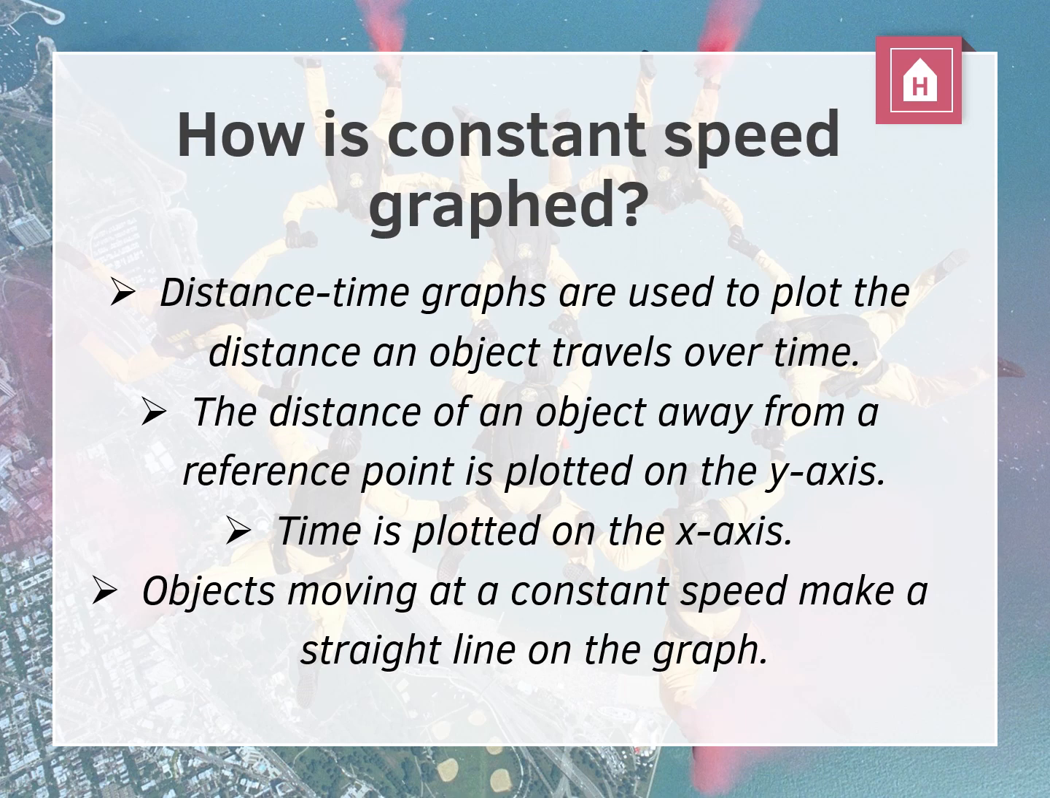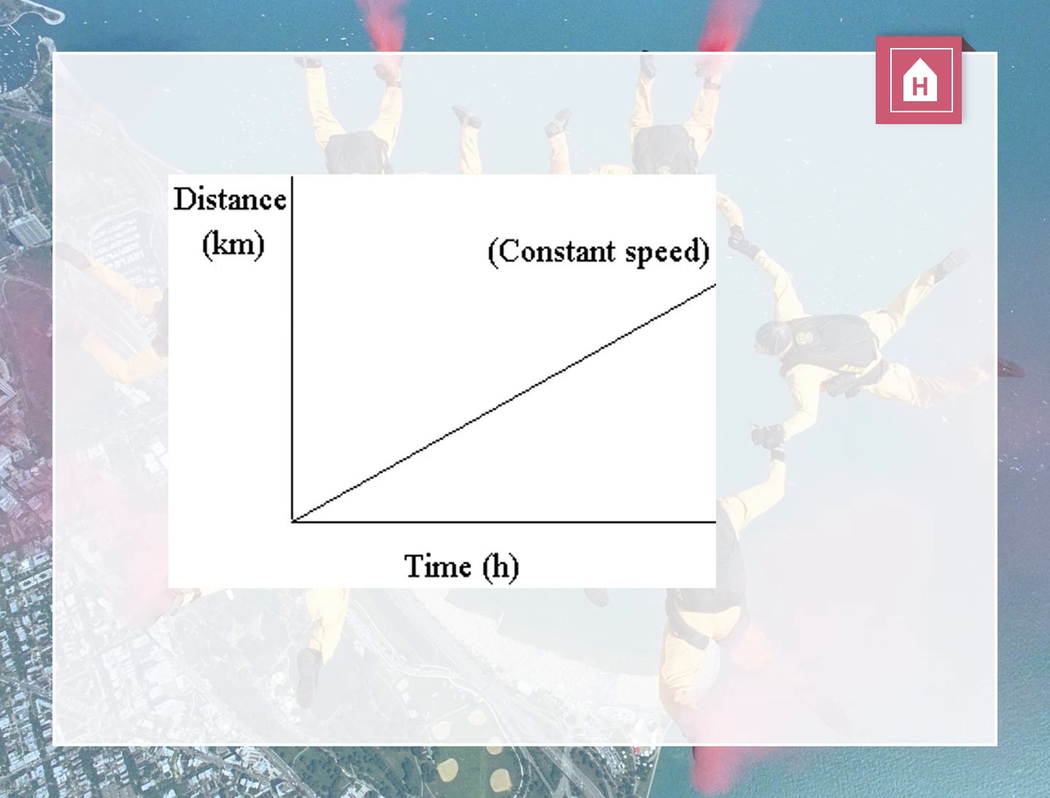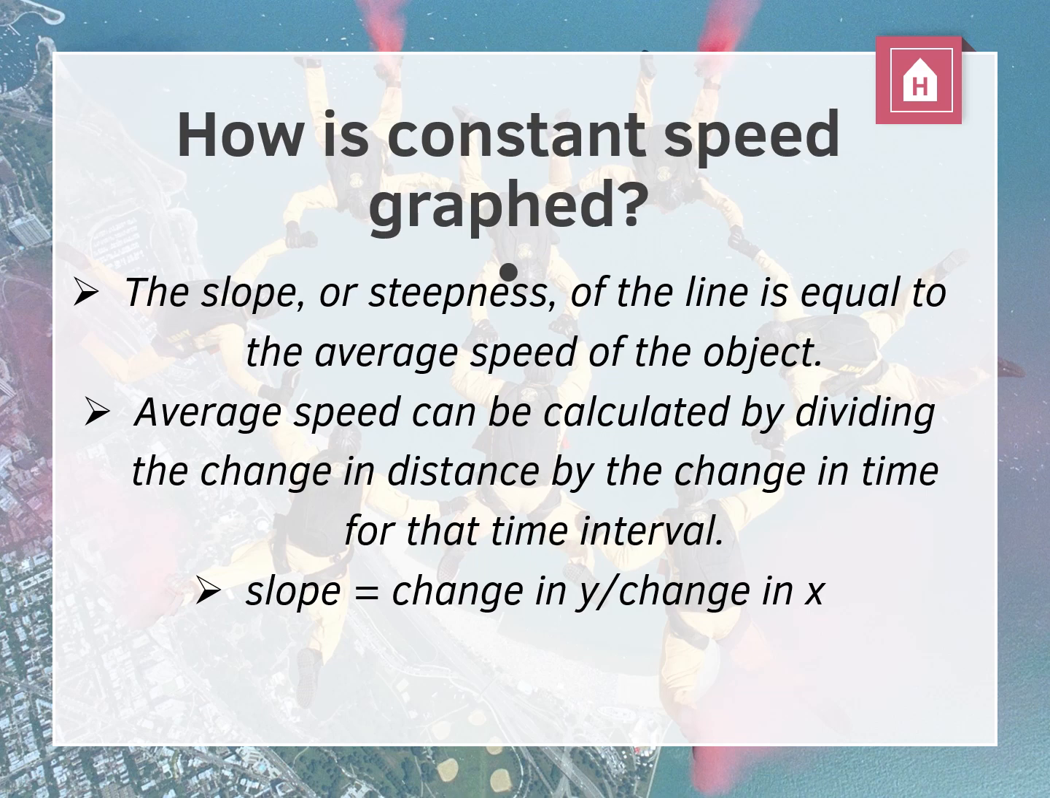Distance and time graphs are used to plot the distance an object travels over time. The distance of an object away from the reference is plotted on the y-axis and the time on the x-axis. An object moving at a constant speed makes a straight line on the graph. Like this graph: the distance is on the y-axis and the time on the x-axis, and it's a constant speed straight line.